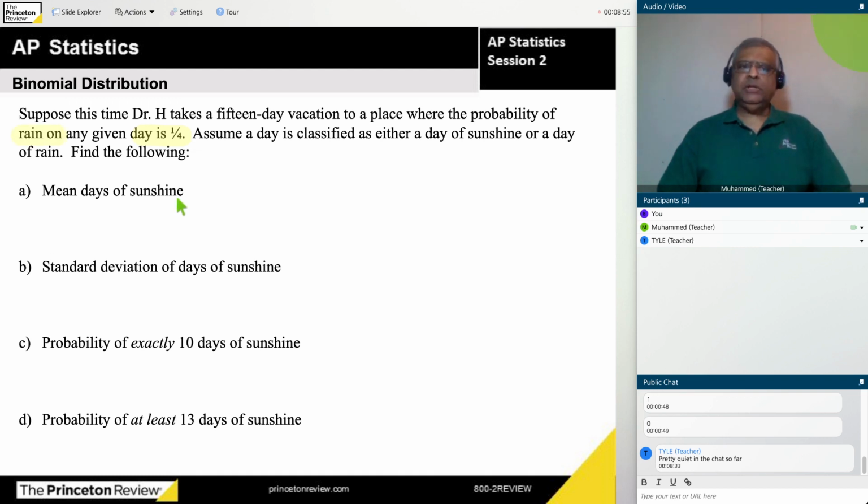Now it's really, really easy to then look at your formula. There's your formula. Probability of sunshine. That's not what I wanted. The probability of sunshine is actually 1 minus the probability of rain, if I have to put it in the formula. So it's 1 minus 1/4, which is 3/4.